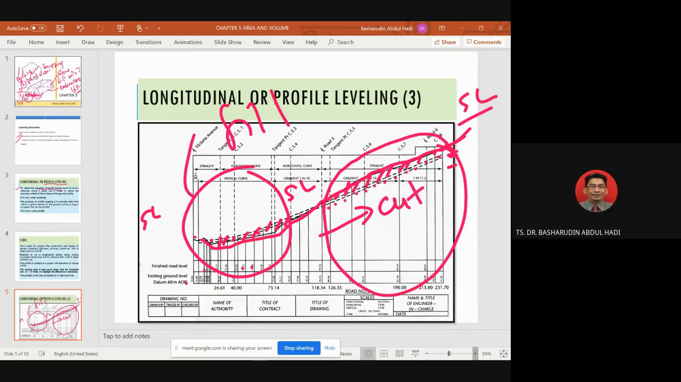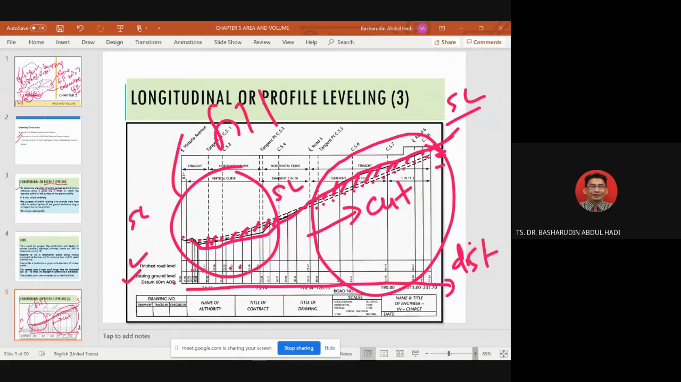So you must understand about the finished road level and the existing ground level. And this one is the distance along your road alignment. And of course, we need the name of the authority, the title or contract. For example, a proposal to build a new highway from Alor Setar to Taiping. And then the title of the drawing, you have scale, name of the engineer, draftsman name, drawing number, trace number, who checked it. Okay, right. So that is the shape of longitudinal or profile leveling.